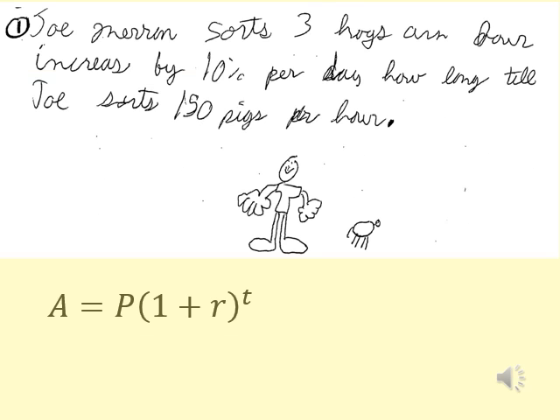This is a basic growth problem, so we'll use that first formula we were looking at earlier, where the amount in the end equals the amount at the beginning, times 1 plus r to the t power. And those values are conveniently given to us in the problem. We want him to be able to sort 150 pigs in the end. Right now he's sorting 3. And the problem says that it increases by 10% per day, so 1 plus 0.10. So 150 equals 3 times (1 plus 0.10) to the t power.